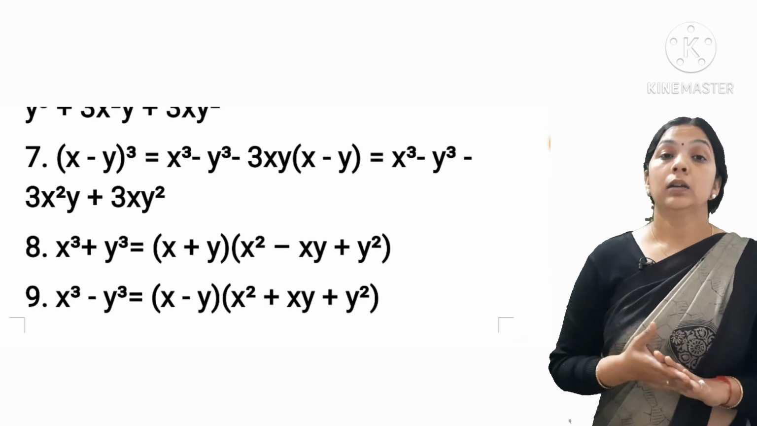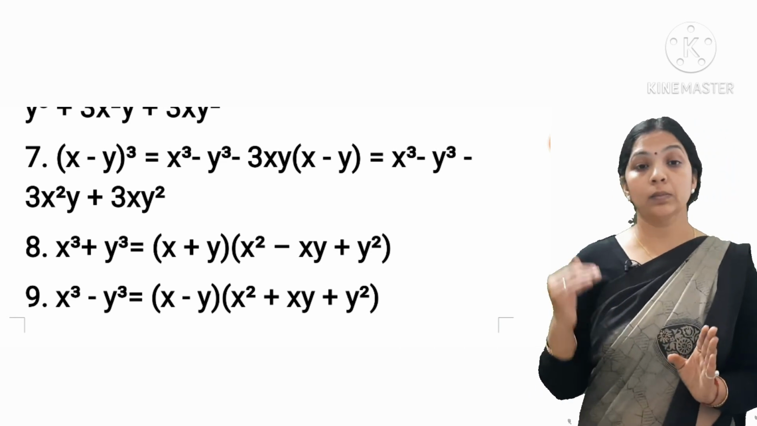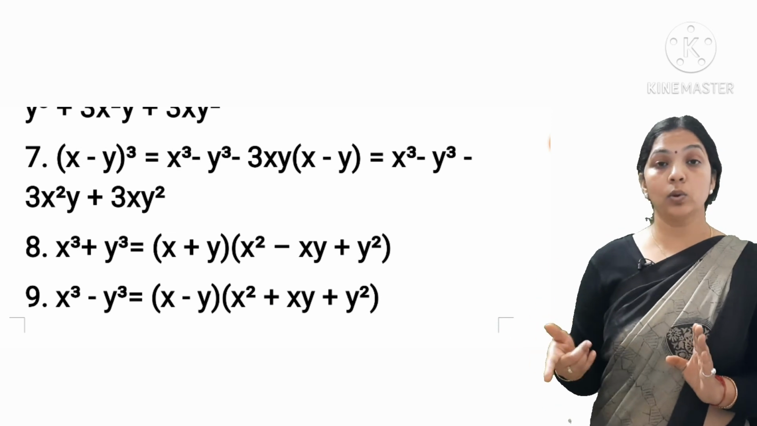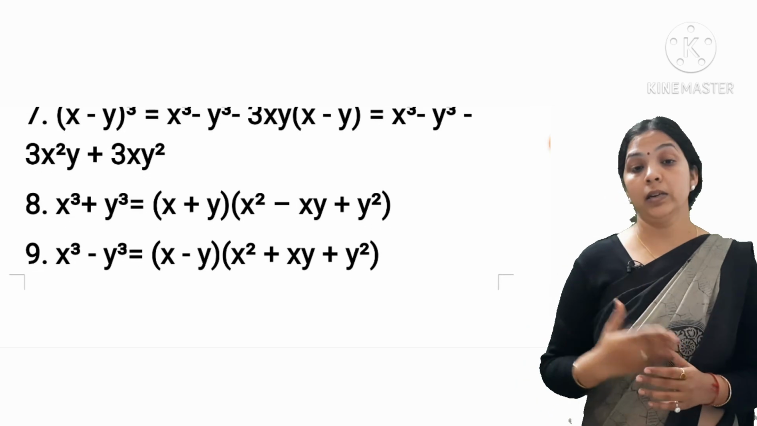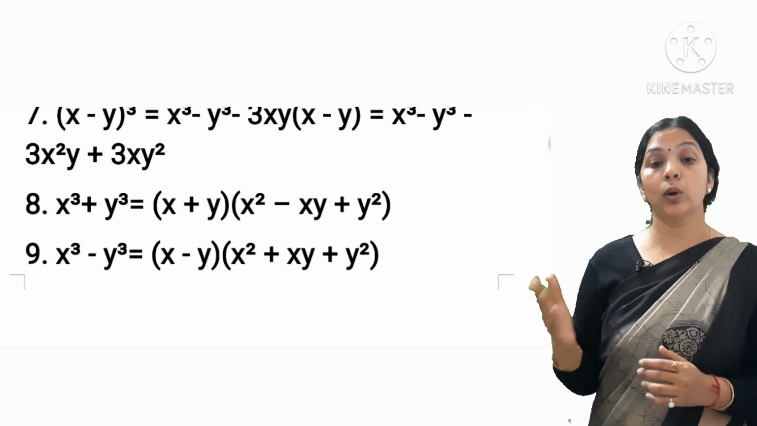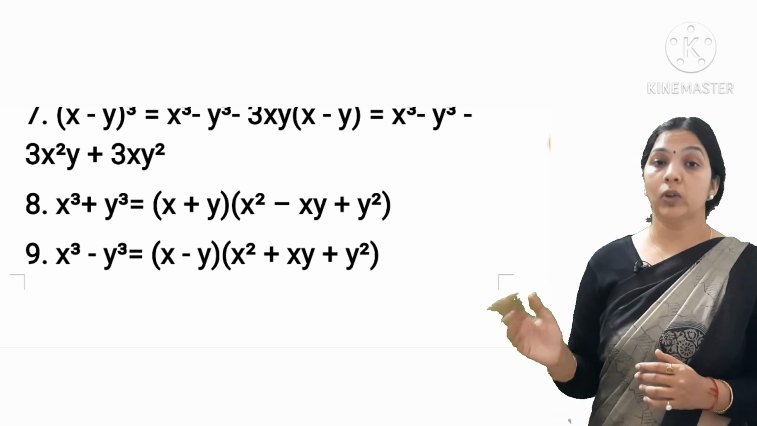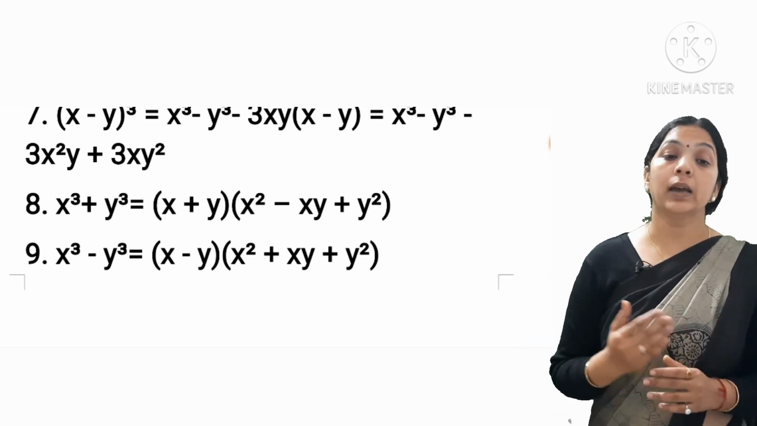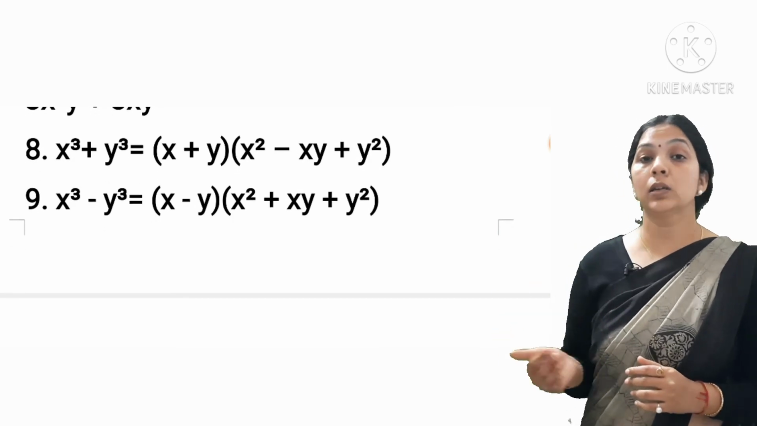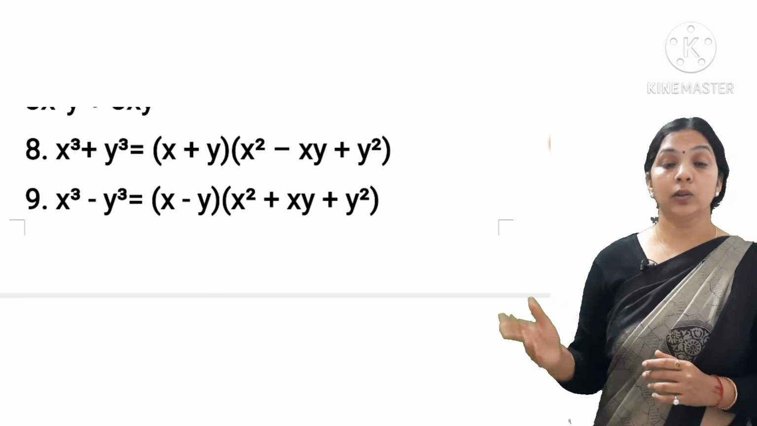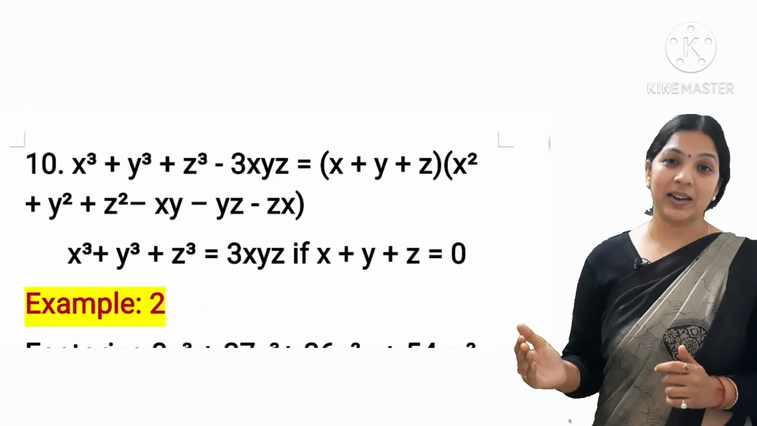or x cube minus y cube minus 3x square y plus 3xy square. The eighth one is x cube plus y cube, which would be x plus y into x square minus xy plus y square. Ninth, x cube minus y cube results in x minus y into x square plus xy plus y square. The tenth one is x cube plus y cube plus z cube minus 3xyz, which results in x plus y plus z into x square plus y square plus z square minus xy minus yz minus zx.